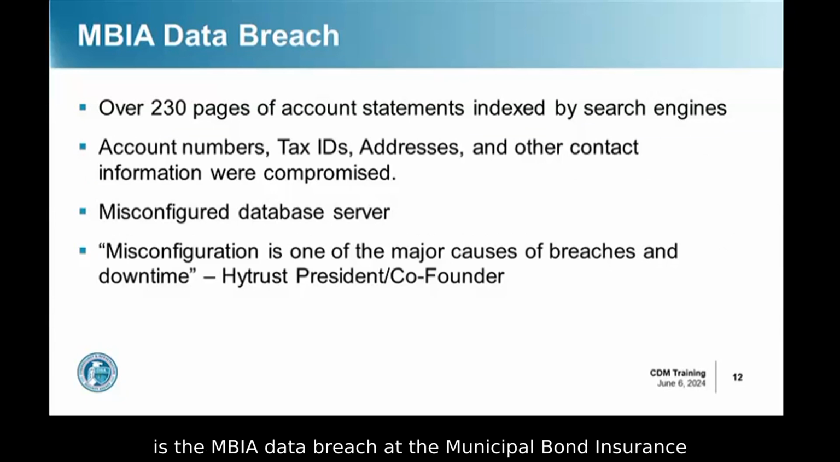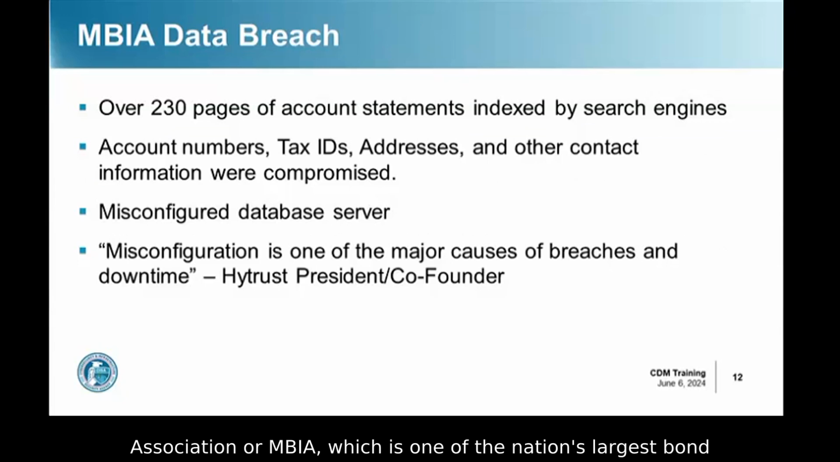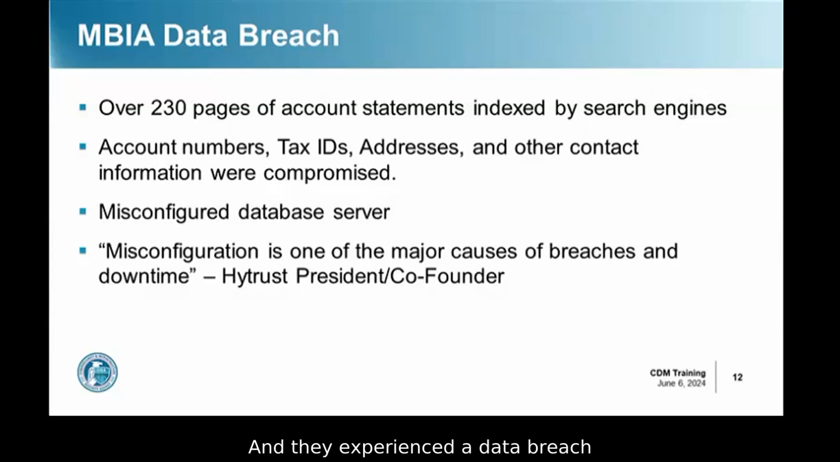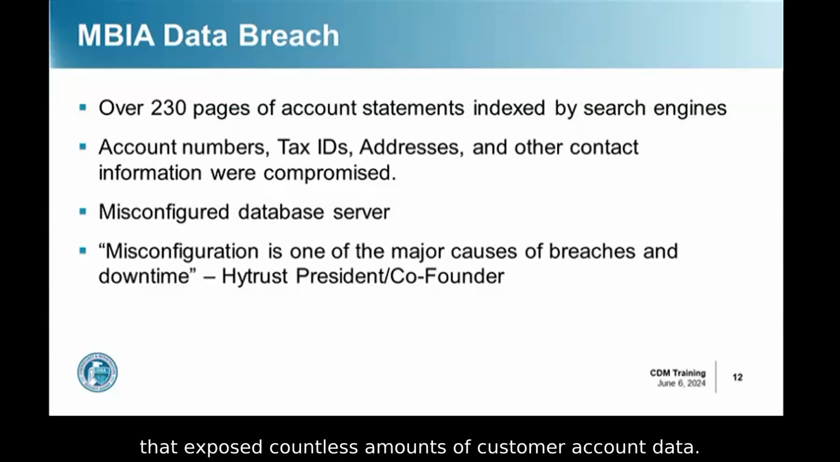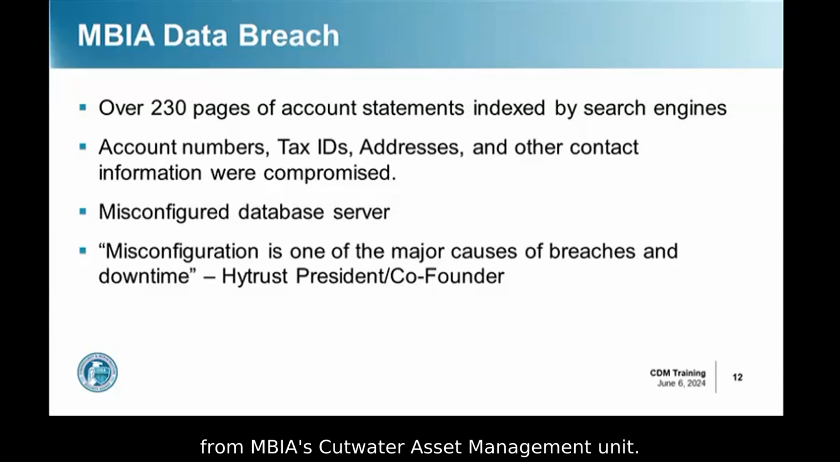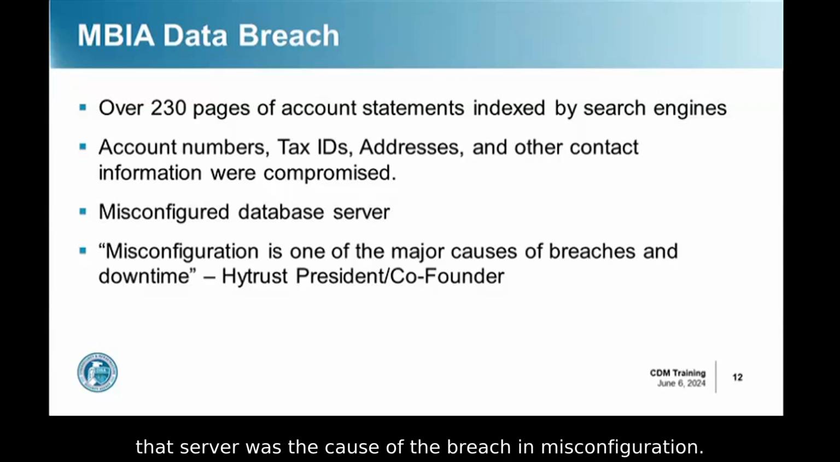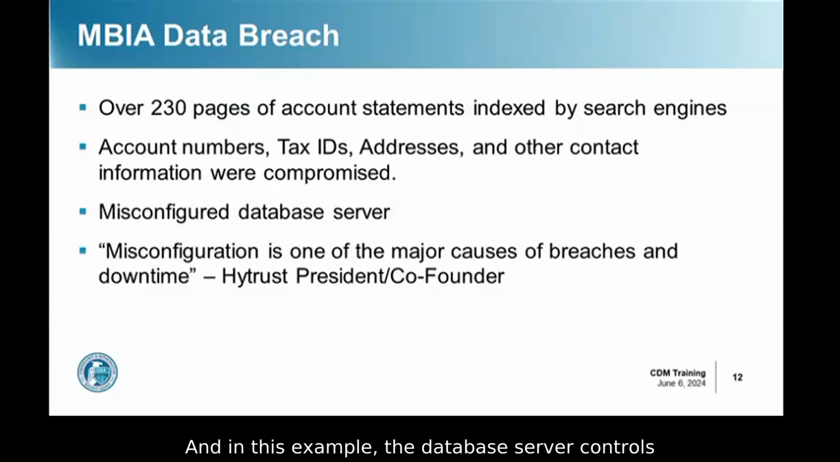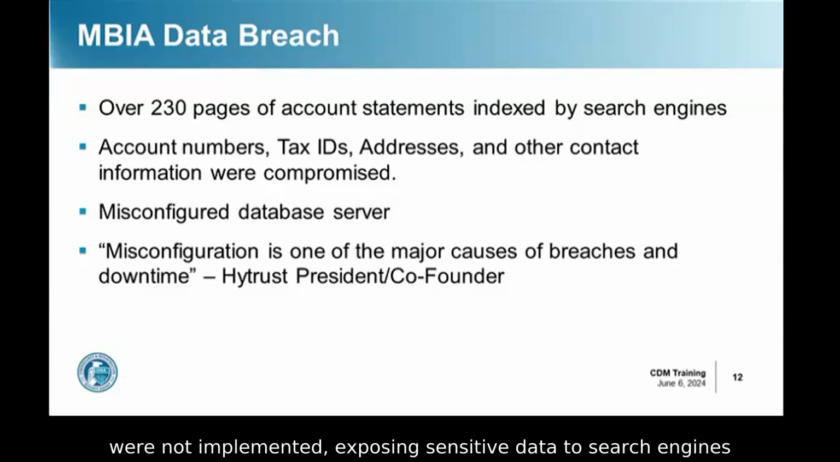which is the MBIA data breach. The Municipal Bond Insurance Association, or MBIA, is one of the nation's largest bond insurers in the US. And they experienced a data breach that exposed countless amounts of customer account data. This data included administrative credentials, customer account numbers, account balances, tax IDs, addresses, contact information, and other types of data from MBIA's Cutwater Asset Management Unit. During the investigation, they discovered that a misconfigured Oracle reports database server was the cause of the breach. Okay, and in this example, the database server controls were not implemented, exposing sensitive data to search engines on the internet.